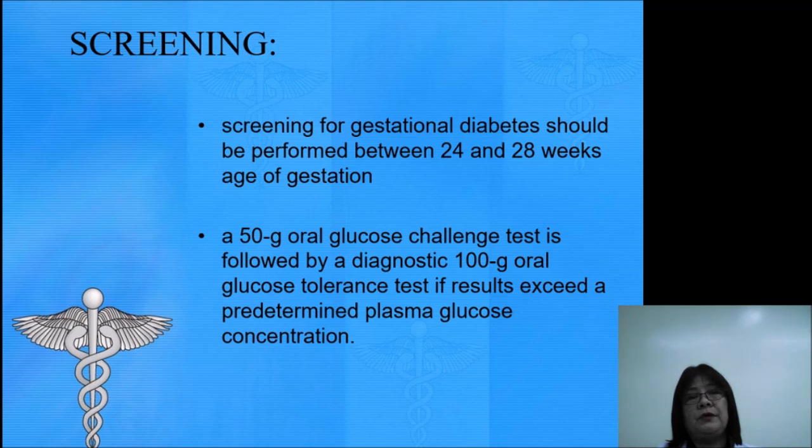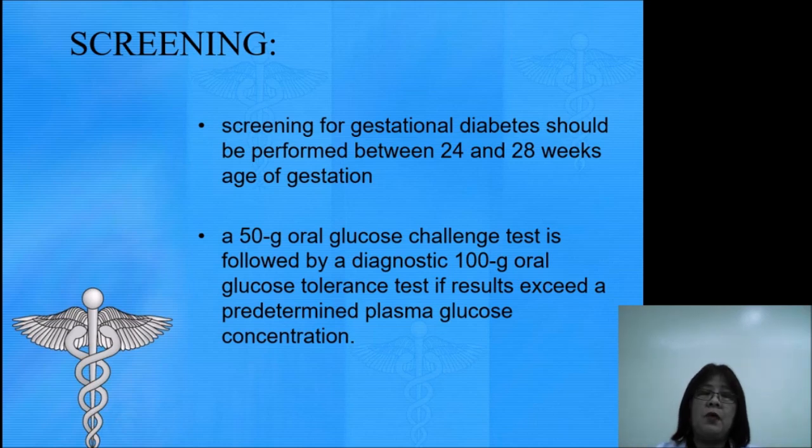So when are we going to screen? Based on WHO, for Filipinos, we have to screen at the first prenatal care. But based on Williams, the screening is at 24 to 28 weeks because Williams is an American textbook and they are not considered high risk for GDM. Thus, in Williams, the recommendation for the screening of gestational diabetes is at 24 to 28 weeks gestation.